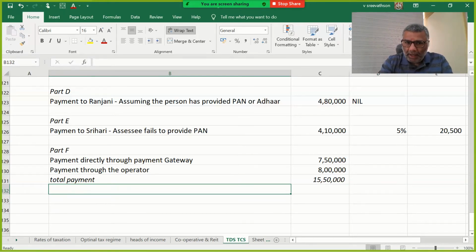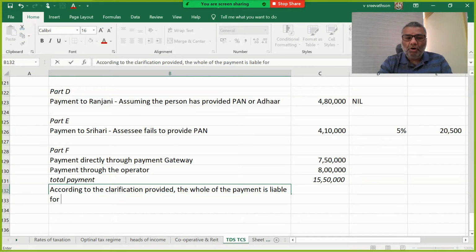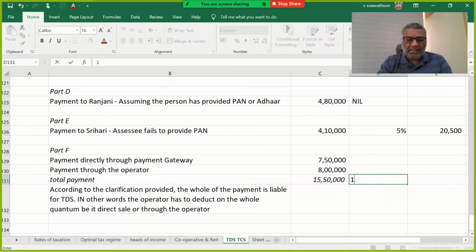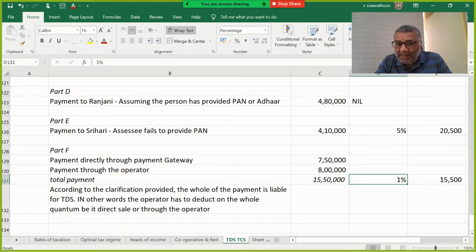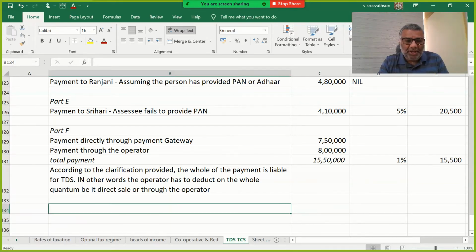According to the clarification provided by CBDT, the whole of the payment is liable for TDS. In other words, the operator has to deduct on the whole quantum, be it direct sale or through the operator. So this is taxable at 1%. 15 lakh 50,000 into 1%, 15,500. The operator will deduct 15,500 from the 8 lakhs and pay the balance to DJ.